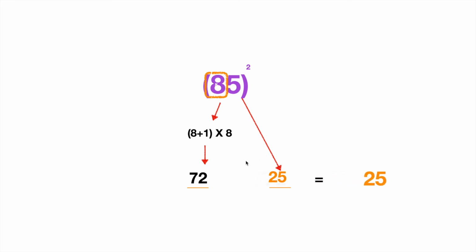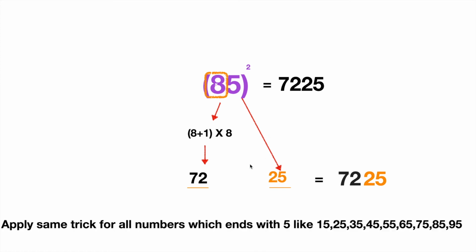Next, 85 squared. Put 2 lines. 5 squared equals 25. 8, we're going to do the same thing that we did with 6. 8 plus 1 equals 9, times 8 equals 72. Put them together, and you got 7,225. And that is 85 squared.